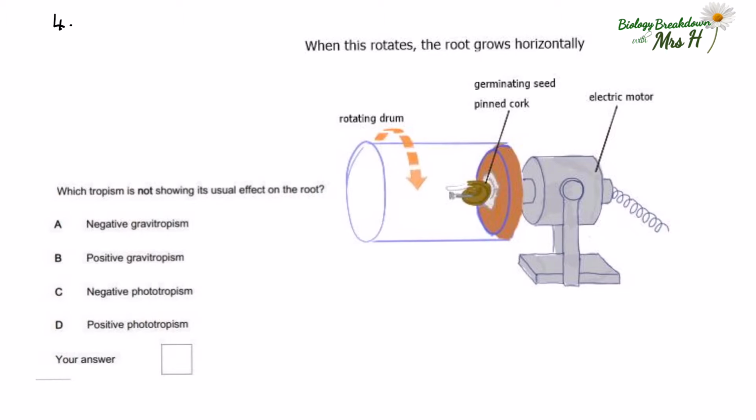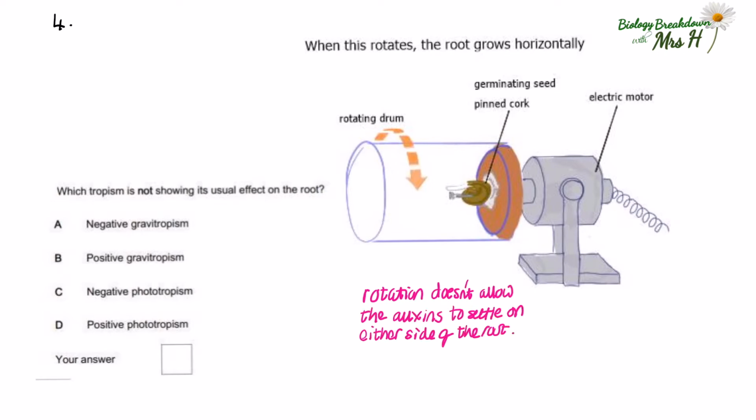Normally roots grow downwards towards gravity because of the effects of auxins collecting on the underside, inhibiting root growth on the underside. That would mean that the upper side will elongate more than the underside, causing the root to bend downwards. But in this piece of apparatus, if we keep rotating the seed, then the auxins cannot collect on the underside. So you don't end up with an uneven distribution of auxin. So no side elongates more than the other, and the root ends up growing horizontally instead of downwards.